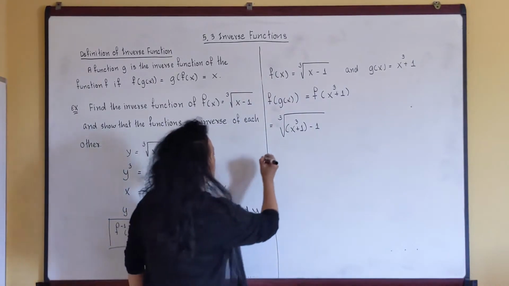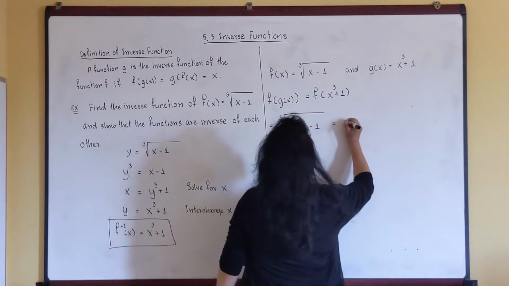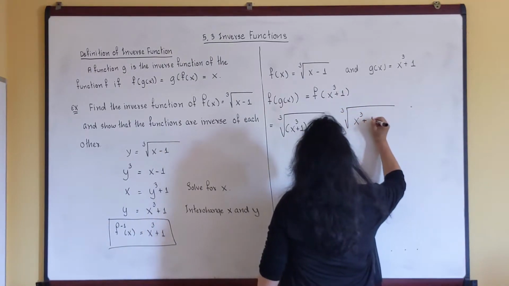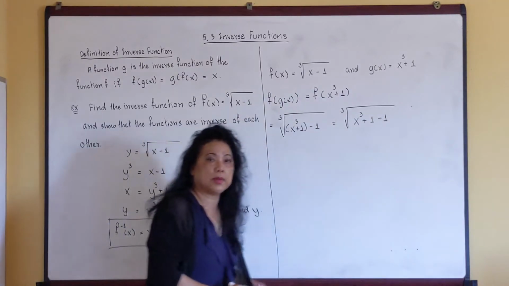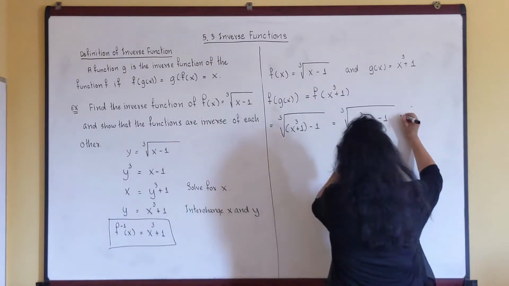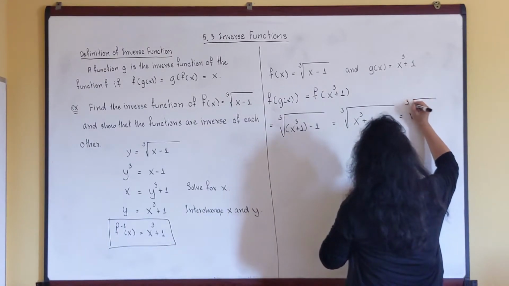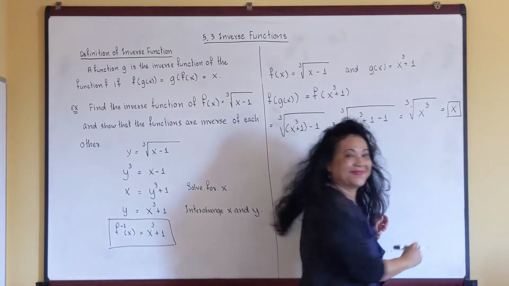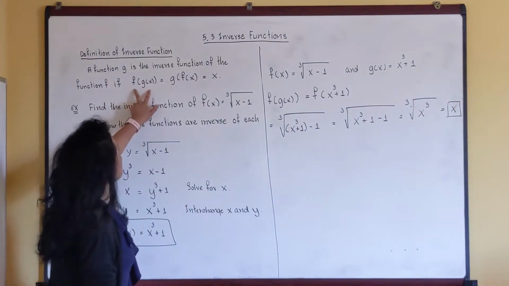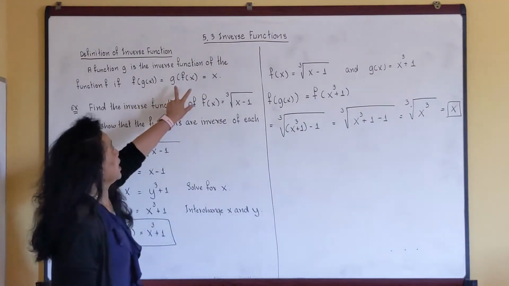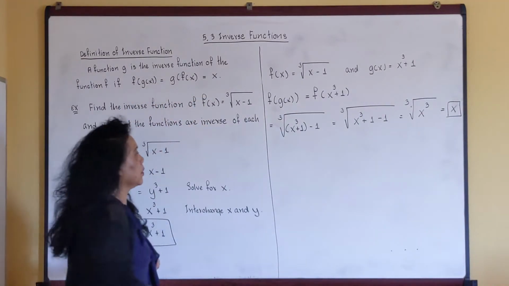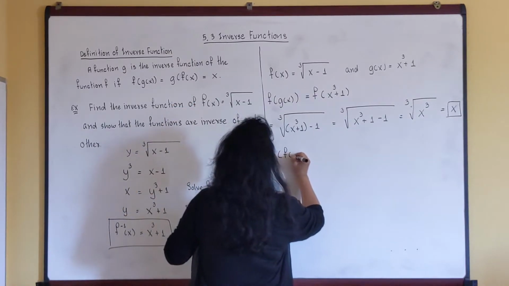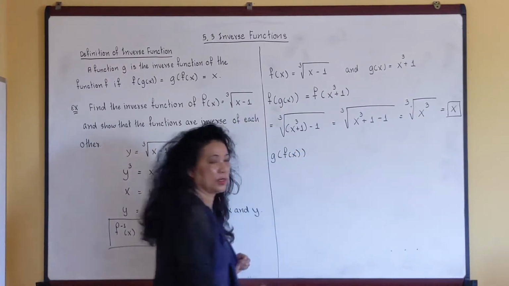Alright, let's simplify this. Then I'm going to have cube root of x cubed plus 1 minus 1. The plus 1 and minus 1 will cancel out, so you're left with cube root of x cubed, which is x. Alright, so I proved this equal to x. That's not enough, you have to prove the other way around as well. So I have to show that g of f of x equals x.